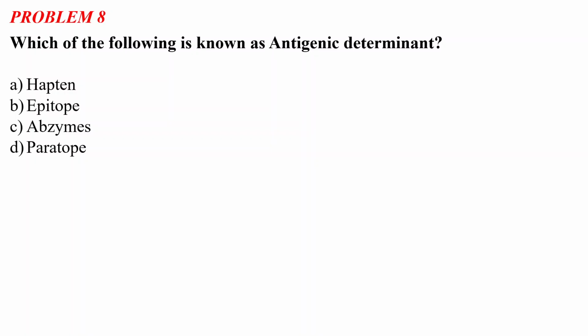So, what is known as antigenic determinant? The options are: option A, hapten; option B, epitope; option C, enzymes; and option D, paratope. So, let me just show you the answer first, then I will discuss each of these four, so you can understand what is called the antigenic determinant and why.